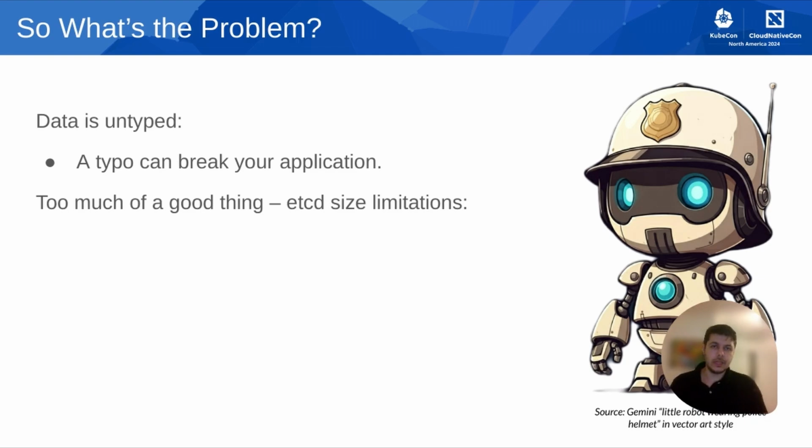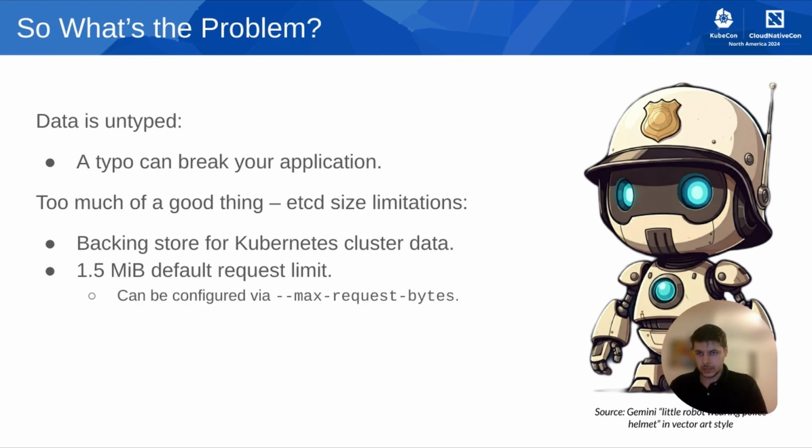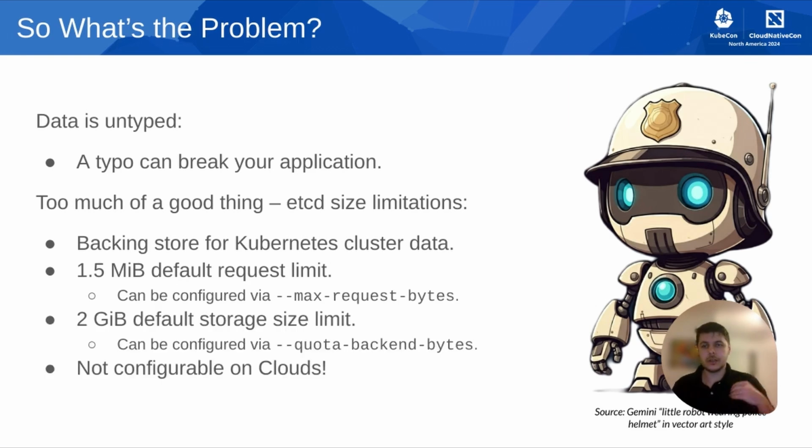Next, I mentioned the unlimited aspect. Well, after all, it's not unlimited. There are limitations on these things. And so there's something called etcd, and this is the backing store for the Kubernetes cluster data. So all your config maps are stored in etcd. With etcd, there's a 1.5 megabit default request limit, so your config maps can't be over. You cannot have a config map that's 2 MB. You can configure it, but you cannot configure it on clouds.